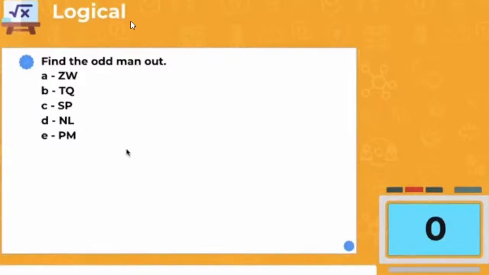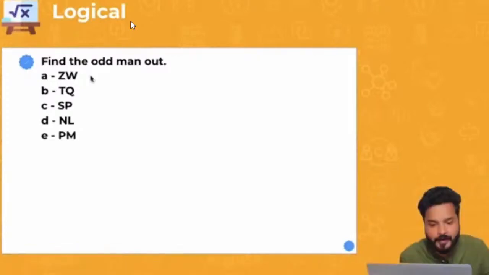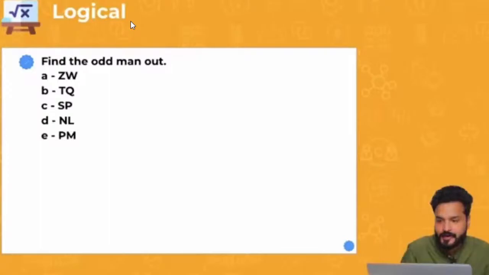Okay, so guys, this particular odd man out question is actually from coding decoding. So this is the coding decoding odd man out question. Let us see how. We have already solved a question earlier on coding decoding wherein we were playing with the place value of the alphabets. This is a similar kind of question.